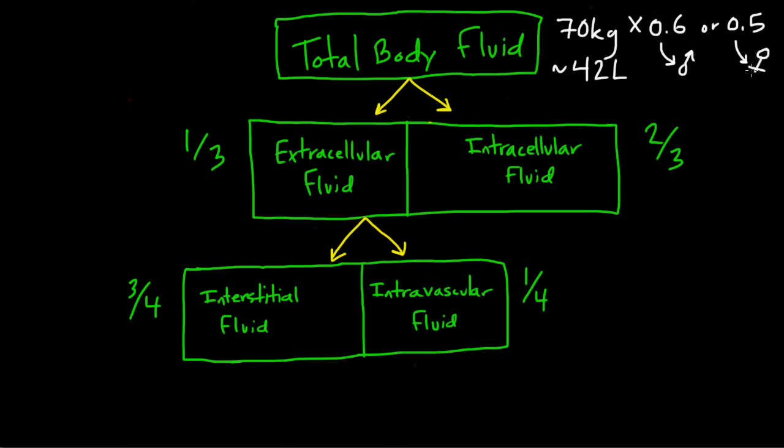To make the math easier, and because most basic physiology textbooks use 60% of body weight as total body water, that is what we will use in this video. So in a 70-kilogram human, again, 42 liters of total body water. 1/3 of the 42 liters, or 14 liters, is in the extracellular fluid compartment, and 2/3 of the 42 liters, or 28 liters, is in the intracellular fluid compartment. These compartments are separated by cell membranes.